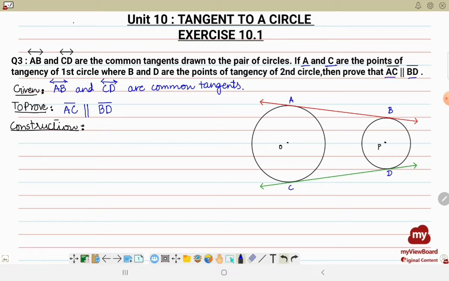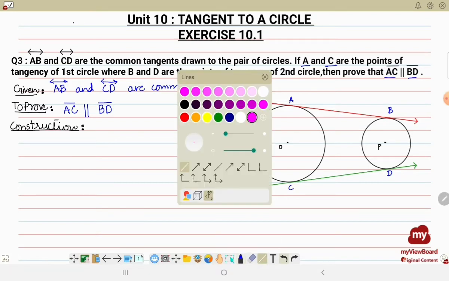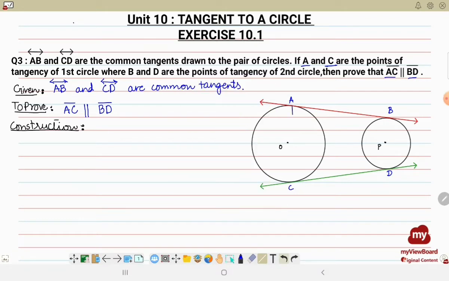So to prove AC parallel to BD, we must join AC and BD. Let's join A with C and B with D. This was what was already given to us: two circles, two tangents and their points of tangency, and then we have joined just AC and BD. Now let's do the construction.